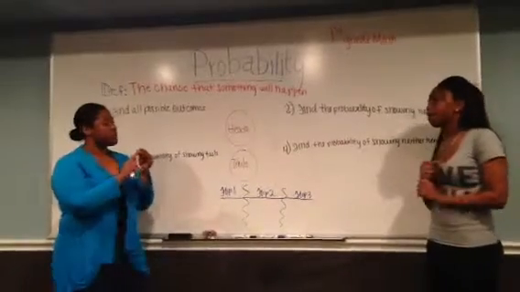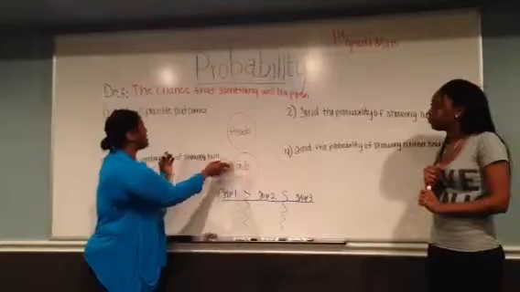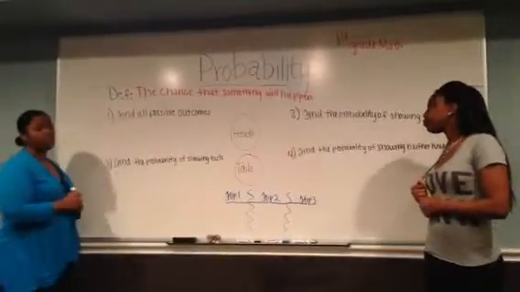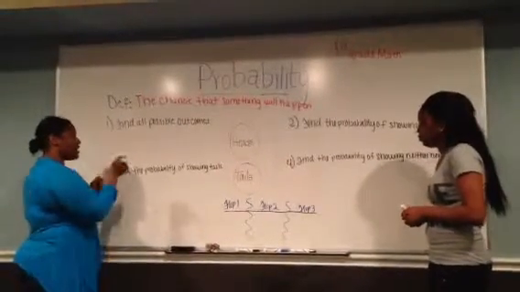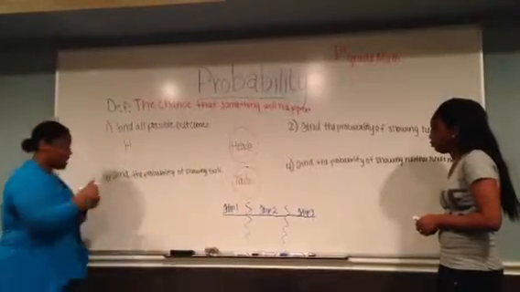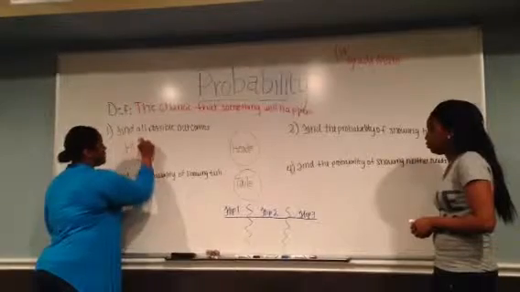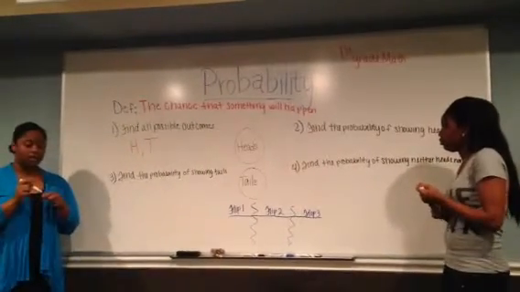As you can see, on one side of our coin we have heads, and on the other side of our coin we have tails. Our first problem is to find all possible outcomes. As I said once before, on one side of our coin we have heads, so I'm going to put an H for heads, and on the other side of our coin we have tails, so I'll put a T for tails. And these are all of our possible outcomes.